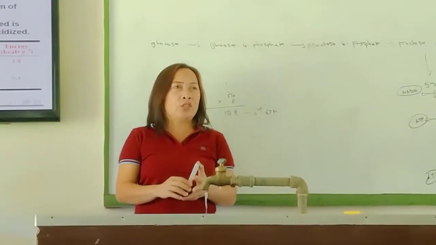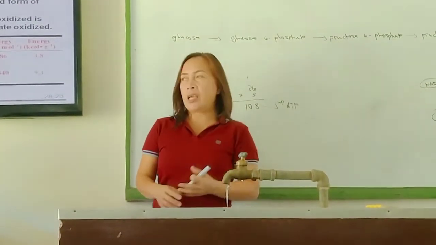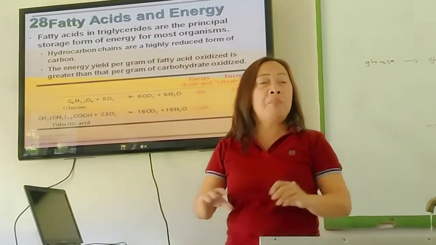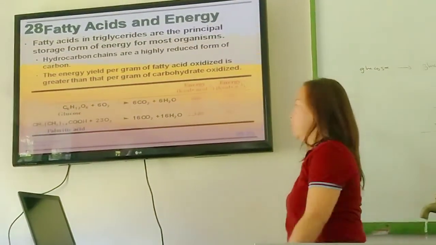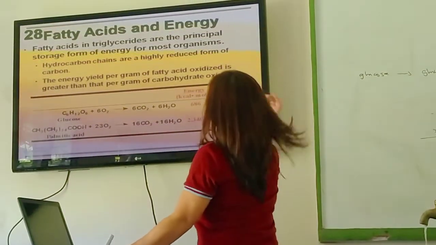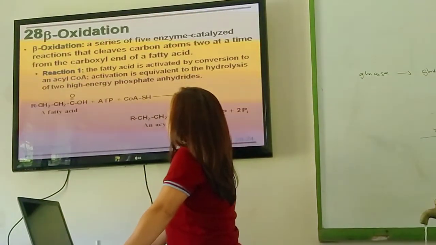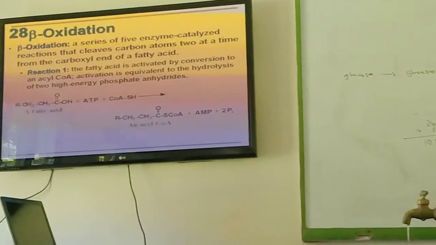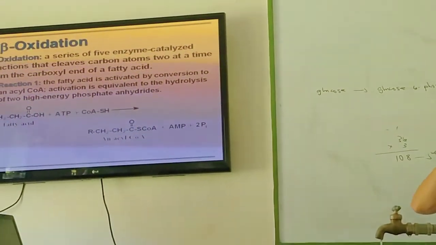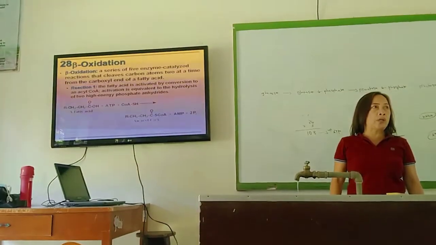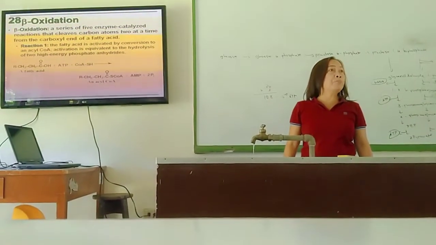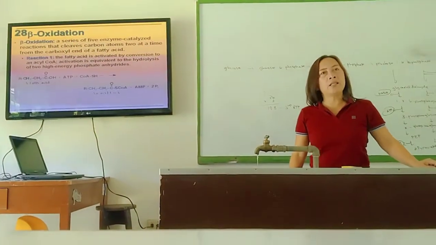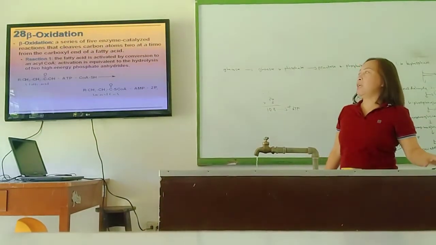Longer storage. So that will be stored in the adipose tissues, in the muscle, in the liver. Now, the breakdown of fatty acid. We will know the details of how this fatty acid is broken down. This is explained in beta oxidation, the mechanism of fatty acid breakdown.